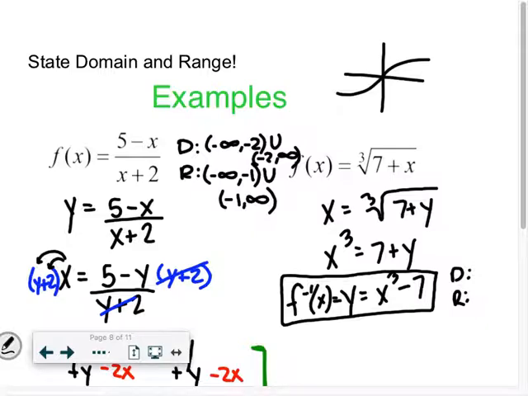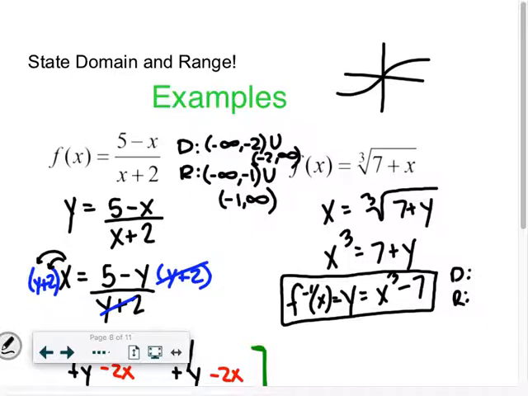Look at the cube root function, the parent graph. What's the domain and range of the cube root function? Domain? All real numbers. Range? All real numbers. It's always going left and right. One side's always going up, one side's always going down. It's all real numbers. And think about the cubic function. The same is always true.